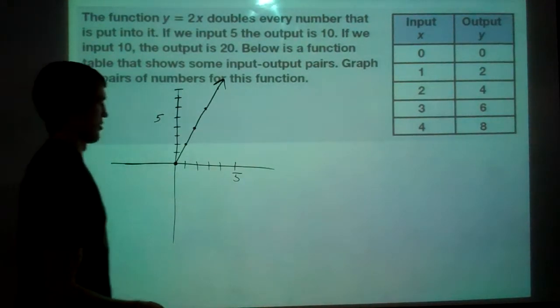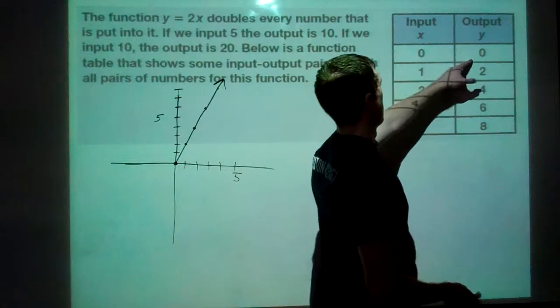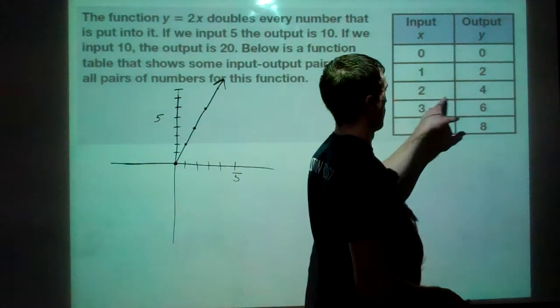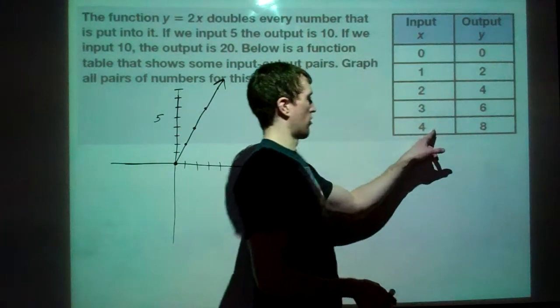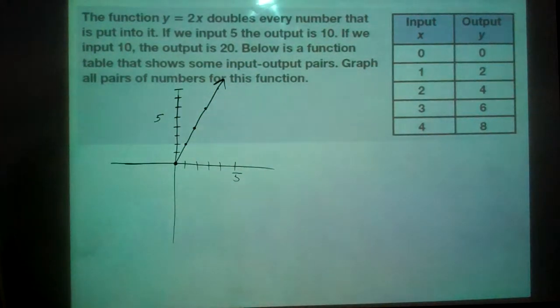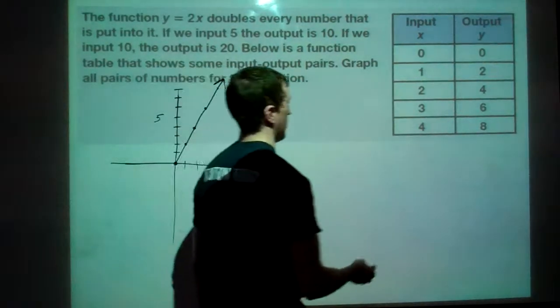Okay? And I got all those points from right here. Over 0, up 0. Over 1, up 2. Over 2, up 4. Over 3, up 6. Over 4, up 8. Okay? We could put in negatives if we wanted to. We won't get into it yet.